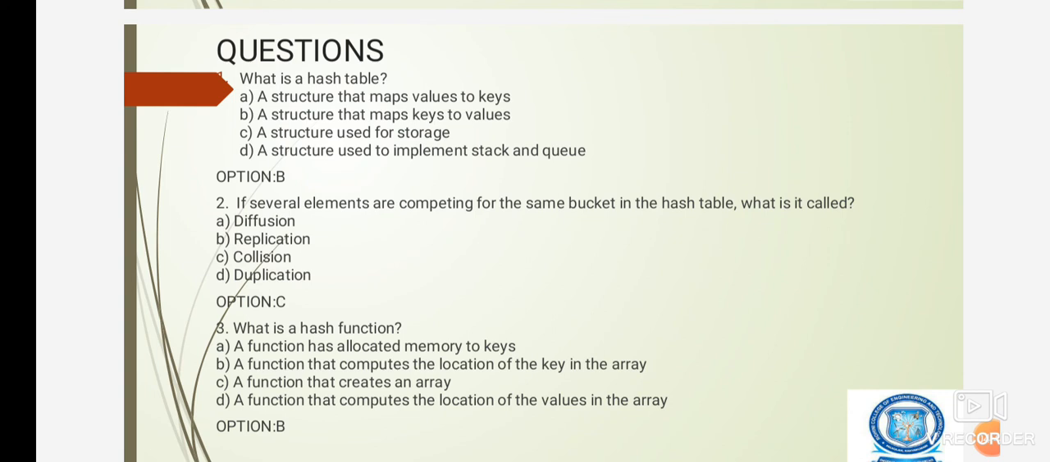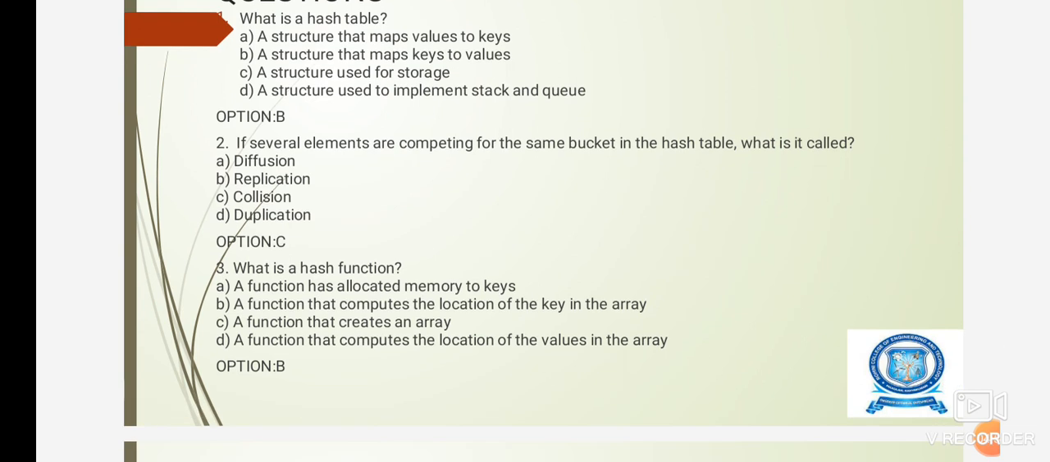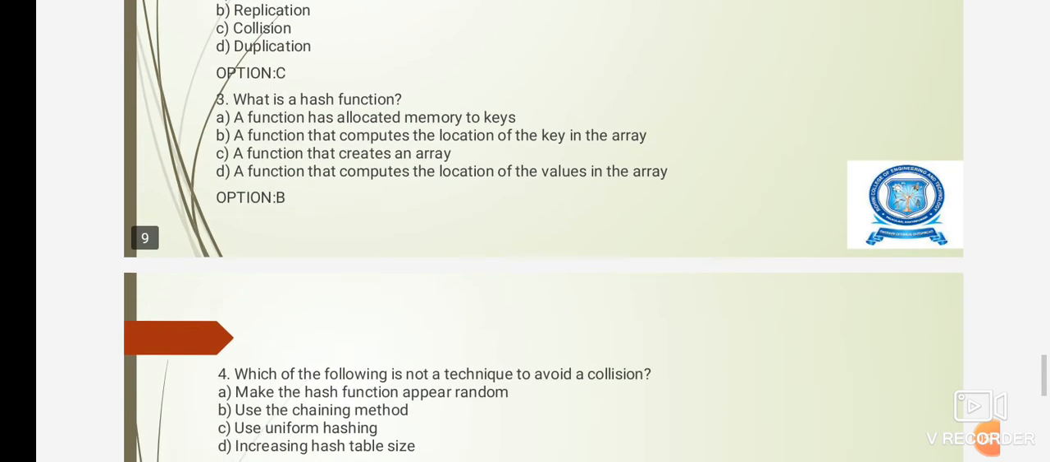So the following questions are available on hash tables. What is a hash table? The answer is option B, a structure that maps keys to values, also called a hash table. Second question: if several elements are competing for the same bucket in the hash table, what is it called? Option C, collision. Then, what is a hash function? Option B, a function that computes the location of the key in the array.